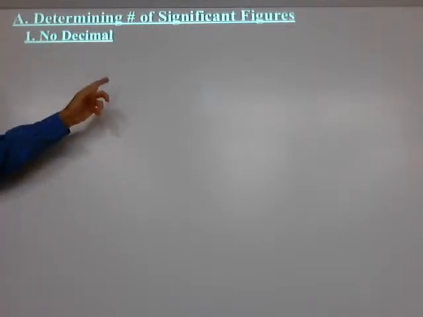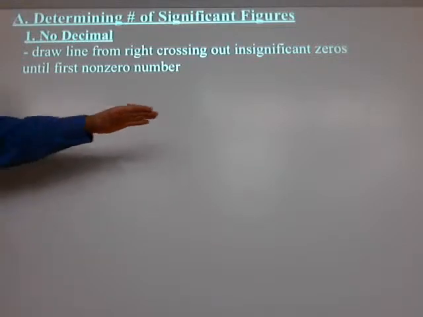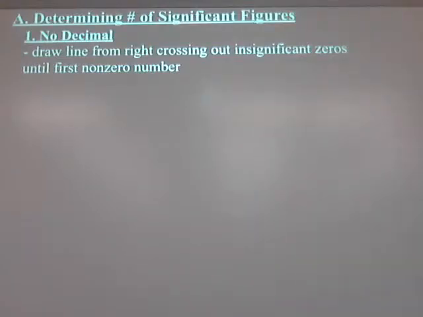If there's no decimal in the number, you draw a line from the right-hand side of that number, and all those zeros that you're going to go through are insignificant until you hit the first non-zero number. So write that down.